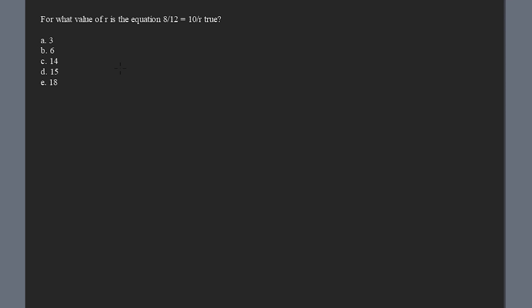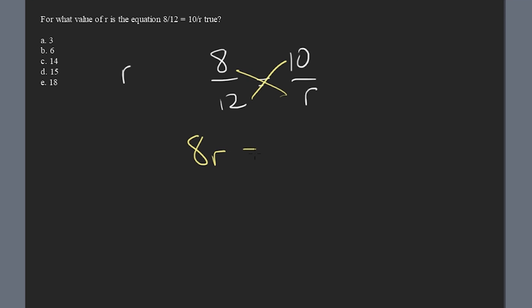So here we have, well, for what value of R is the equation 8 over 12 is equal to 10 over R true? I'm going to cross multiply. So I'm going to say 8 times R and 10 times 12 and put them on opposite sides of an equal sign. So 8R becomes 8R, and this is 120.